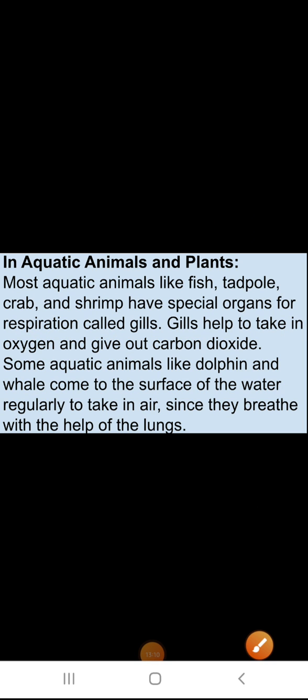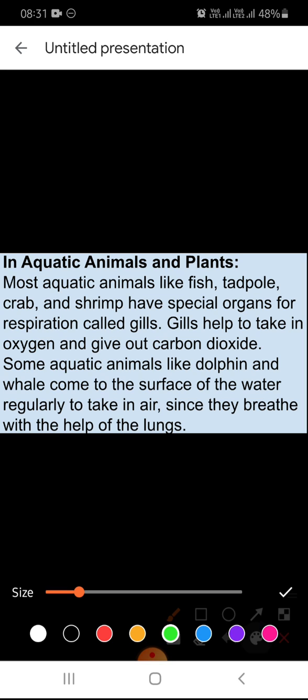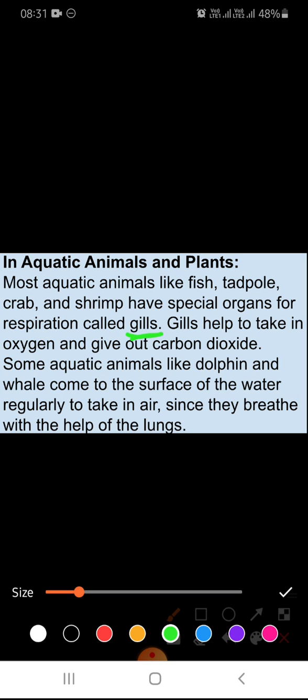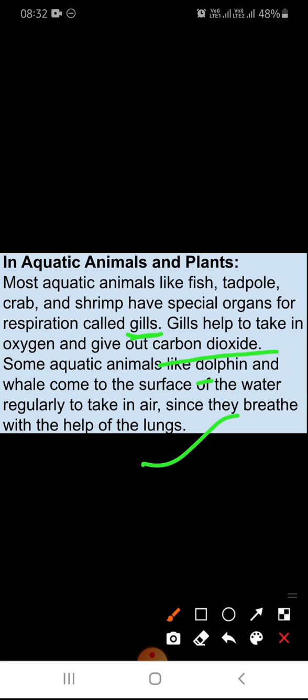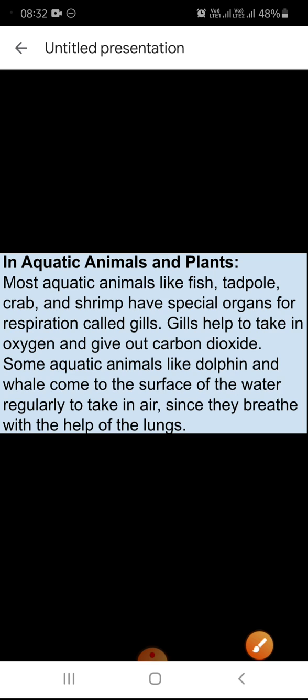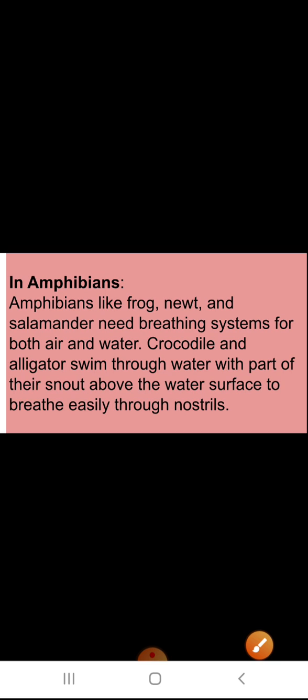Now, aquatic animals and plants. We know that air also supports aquatic animals like fish, tadpole, crab and shrimp. They have special organs for taking air, that is gills. This we have studied. Gills help to take oxygen and give out carbon dioxide. And some aquatic animals like dolphins come to the surface to take air. So this is how aquatic animals take oxygen, with the help of gills, or they come out to take oxygen.